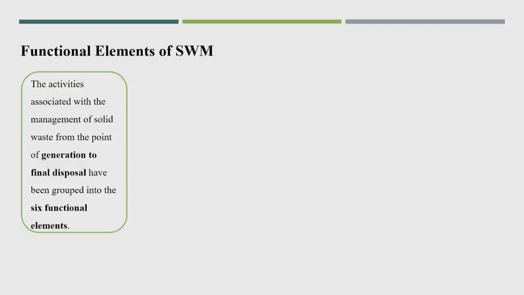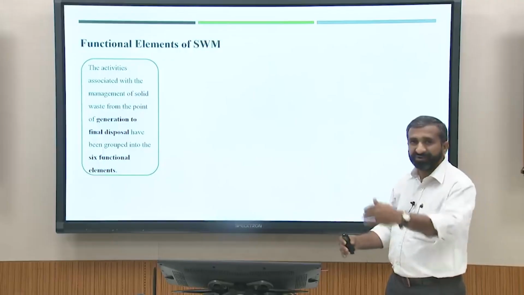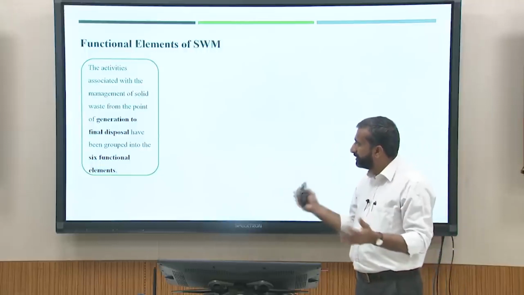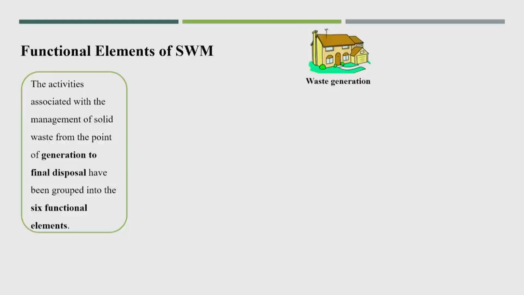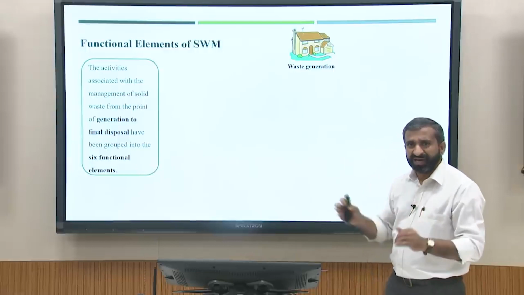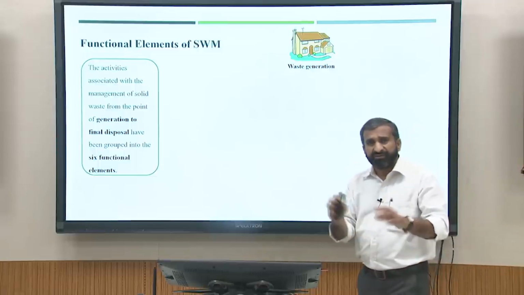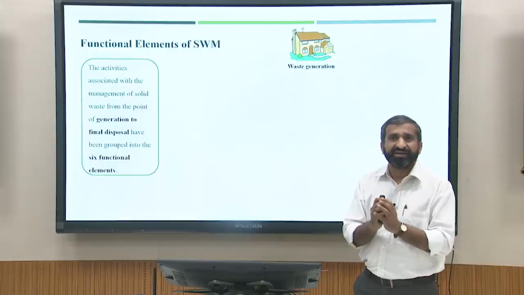We start from the generation to the final disposal, which is the entire set of activities from generation to the disposal site, grouped into 6 functional elements. The first functional element is waste generation. It is very important to know the different sources of waste generation. I gave one example, household waste. There are different sources of solid waste, with different compositions and characterization.